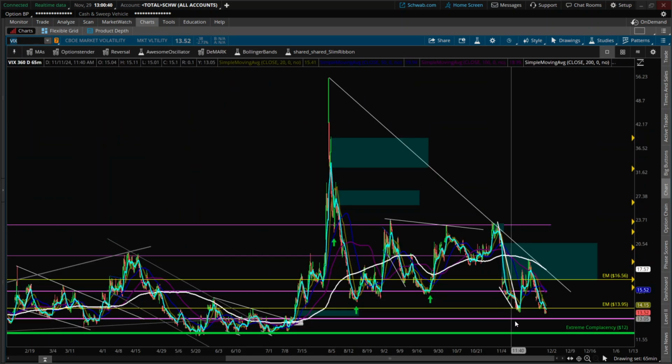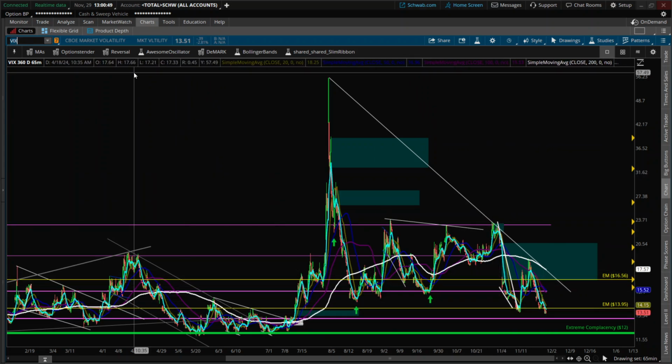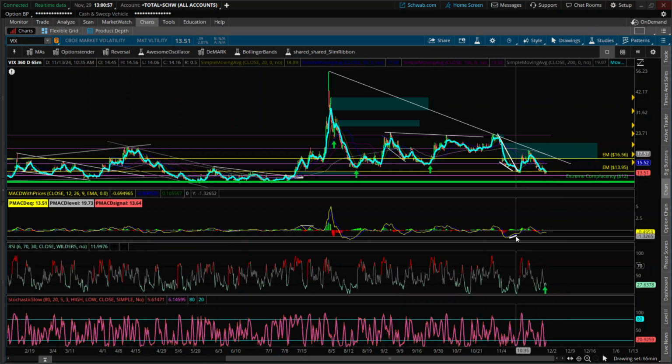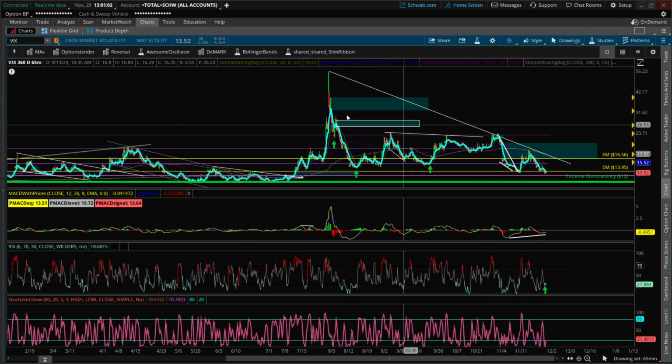VIX made a new low. We talked about that. And now we have what we can form as a wedge. New positive divergence as of today. What do you think is going to happen next week? I'll let you determine. All right, that's what I got for you.